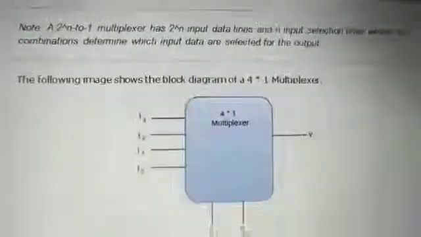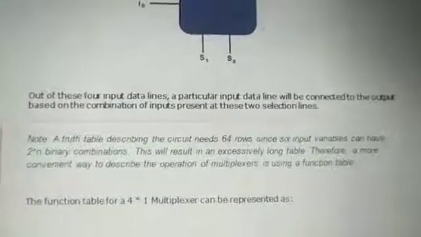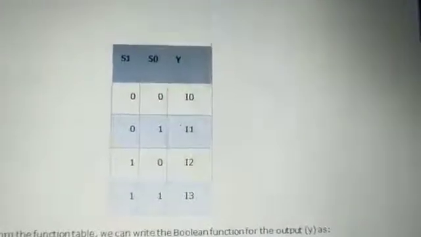Now, how can we design it, and what are the functions of the 1 cross 4 multiplexer? Let's come to the truth table first. S0 and S1 are the select lines and Y is the output, because I have given 4 inputs over here. Depending upon the 4 inputs, one input will be selected depending upon the select line, and it is transmitted to the output.